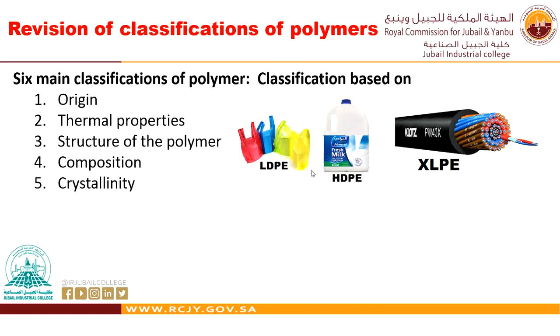Crystallinity is the arrangement of chains. Under this classification we have amorphous polymers, which contain an irregular arrangement of chains, like spaghetti, and we have crystalline polymers, which have a regular arrangement of chains. And of course we have semi-crystalline polymers, which have a combination of regular and irregular arrangement of chains. For industrial polymers, there is no example of 100% crystalline polymers.